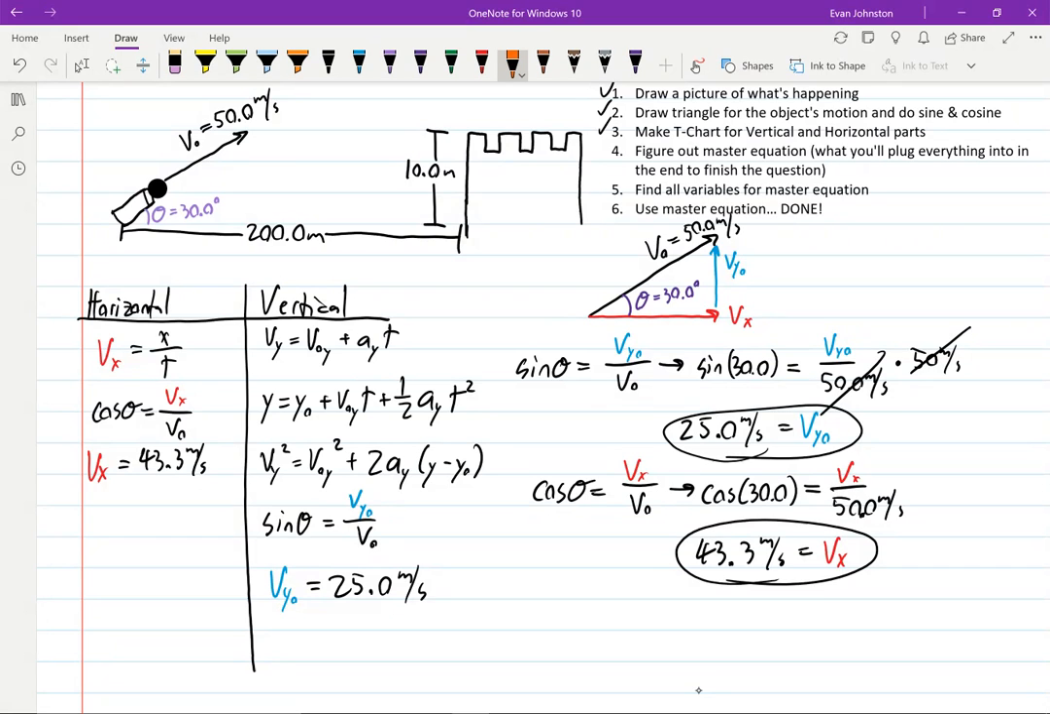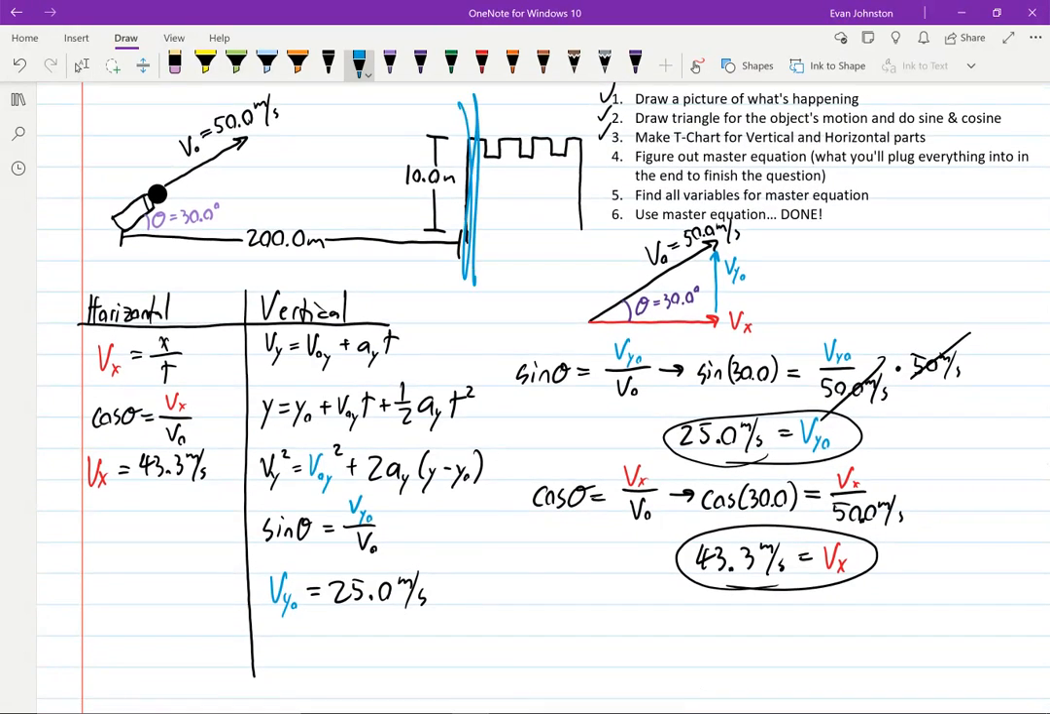We know that gravity is the acceleration here, and we know the initial y velocity. We could make that blue, since that's the thing we already know. But we don't know what the final y velocity is when it's at this position. If we knew that, we could plug into this one.